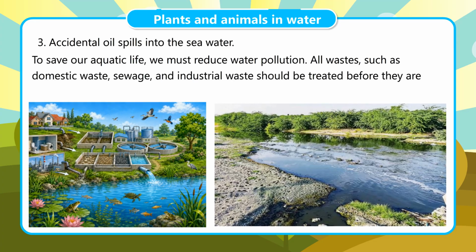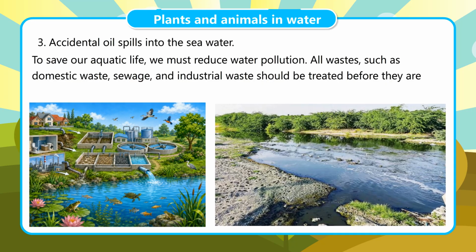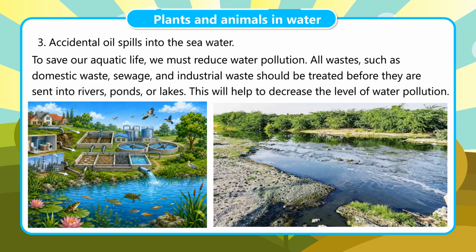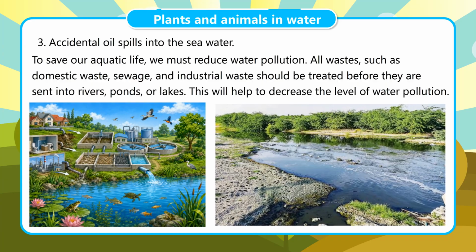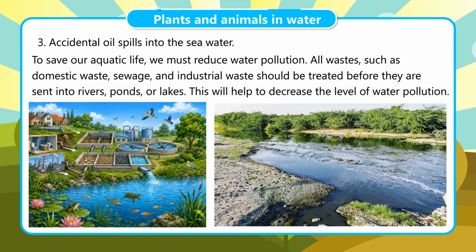All wastes such as domestic waste, sewage, and industrial waste should be treated before they are sent into rivers, ponds, or lakes. This will help to decrease the level of water pollution.